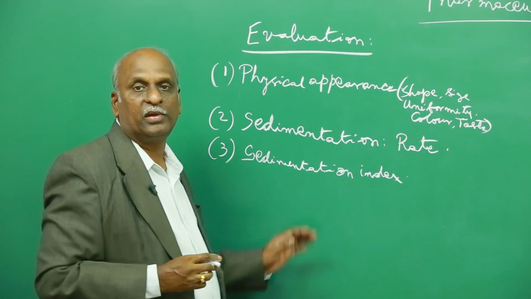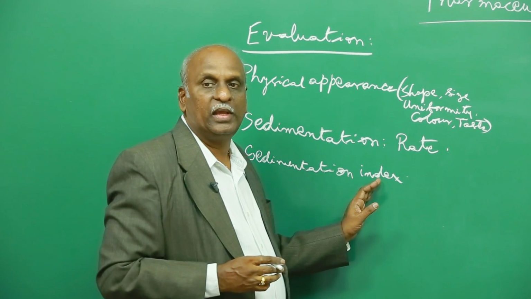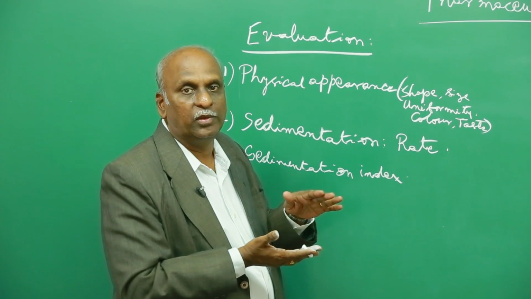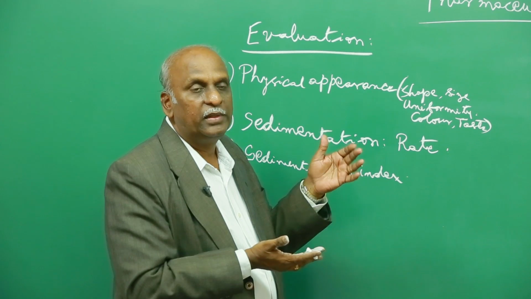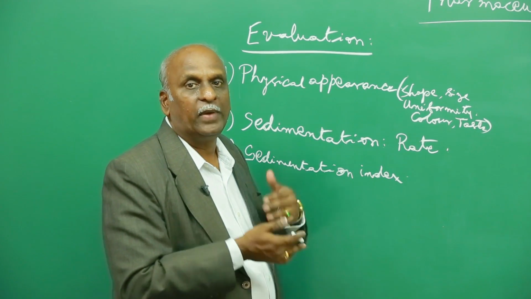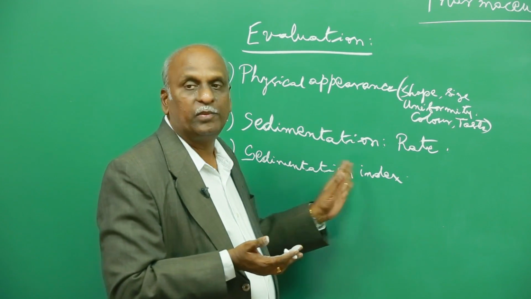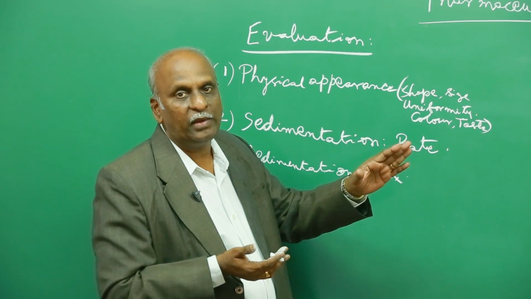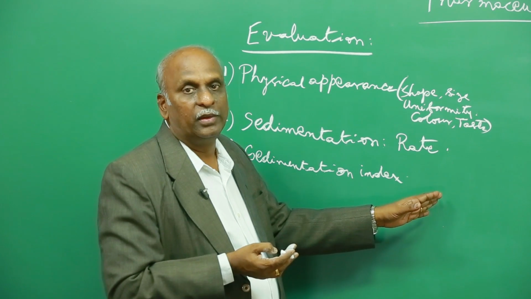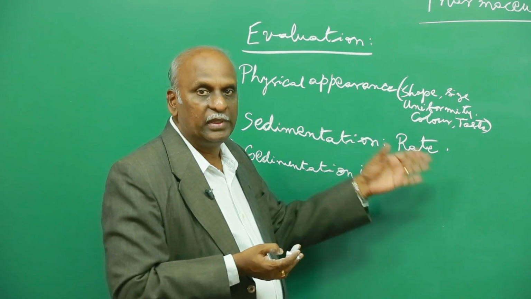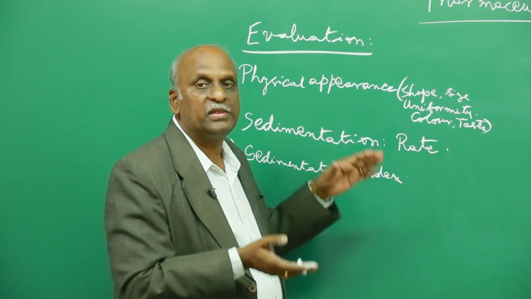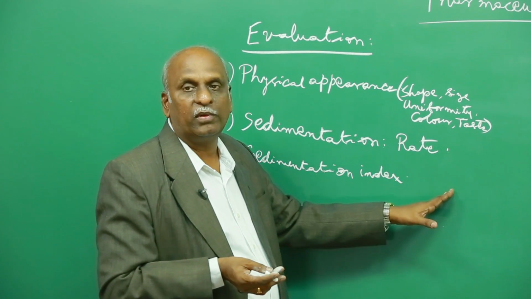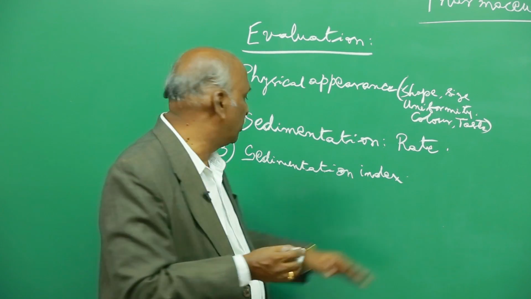Sedimentation we try to measure in the form of sedimentation index, that is, the sediment volume divided by the total volume, multiplied by 100, gives the sedimentation index. This sedimentation index, if it is nearer to 1, that means it is really good. If it is nearly 100%, that means there is no settling and it is uniform. So therefore, it is going to be a good suspension.